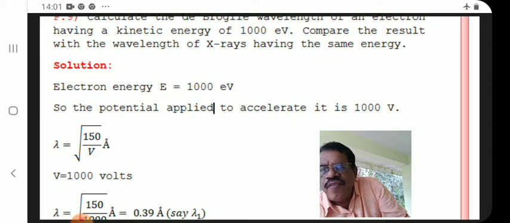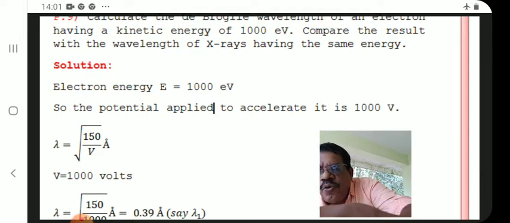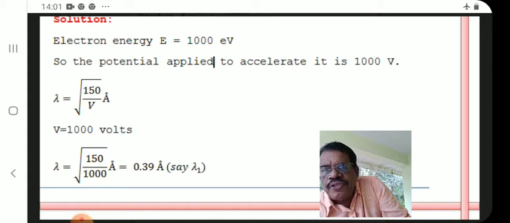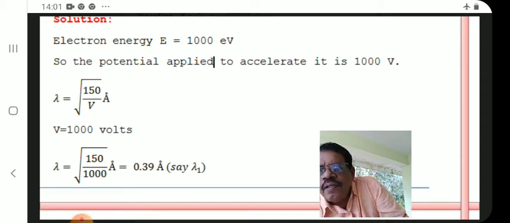Lambda is root of 150 by V angstrom. V is given, 1000 volt. So the answer is root of 150 by 1000 angstrom, equal to 0.39 angstrom. Say lambda 1. So you remember, for an electron, if the voltage applied is 1000, the de Broglie wavelength is 0.39 angstrom.